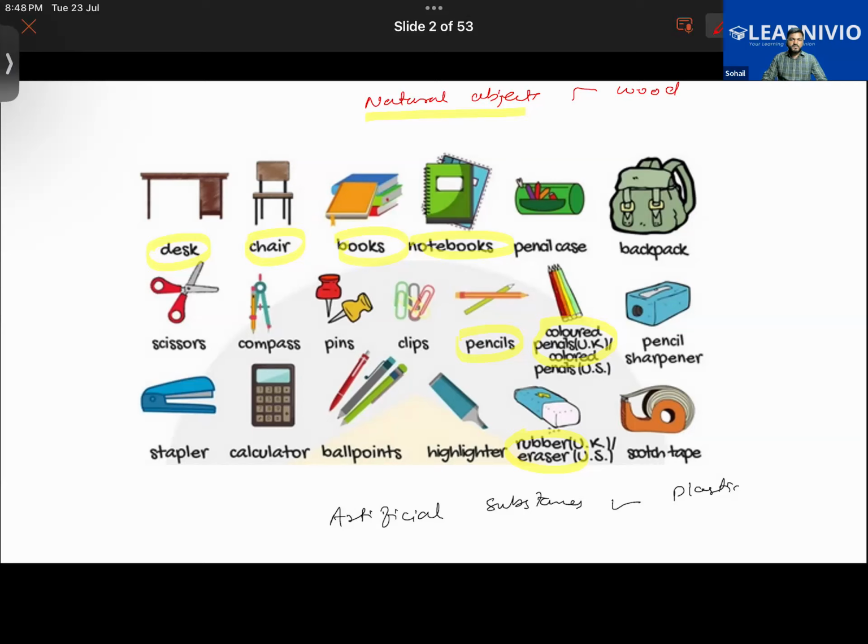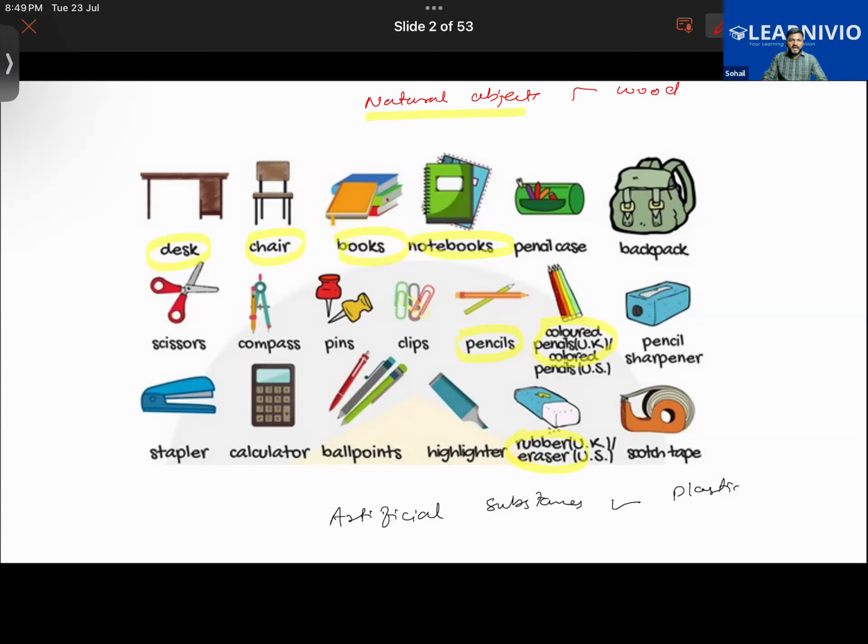So, a backpack is also a natural thing, right? It's made up of cloth. Yes, backpacks are also of different types. Some of them would be made using natural fiber, like natural cloth, and some would be made of synthetic. In a general sense, earlier it used to be made using the leather of animals, or wool in some cases, or cotton. But now it is mostly synthetic.